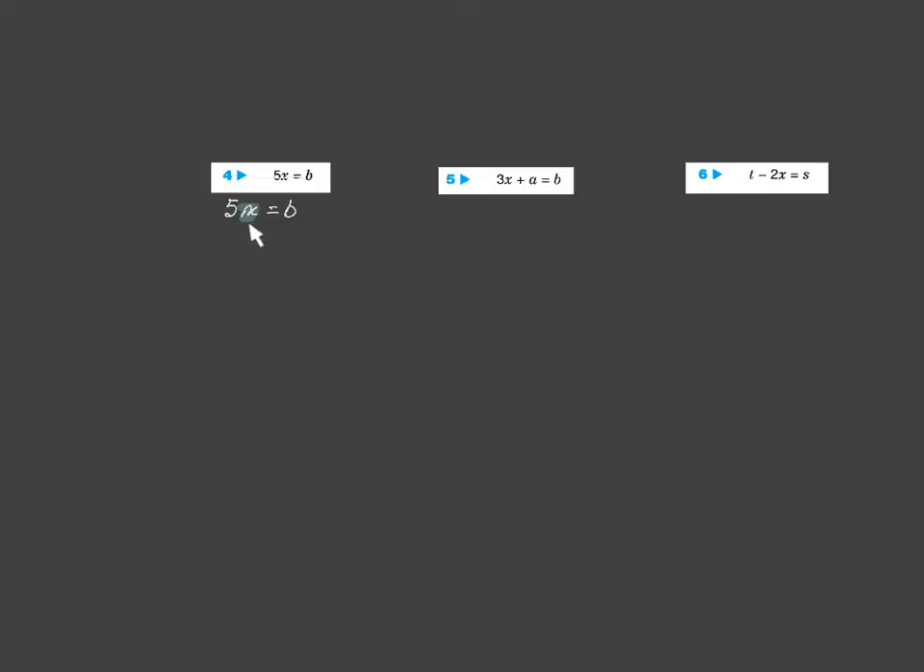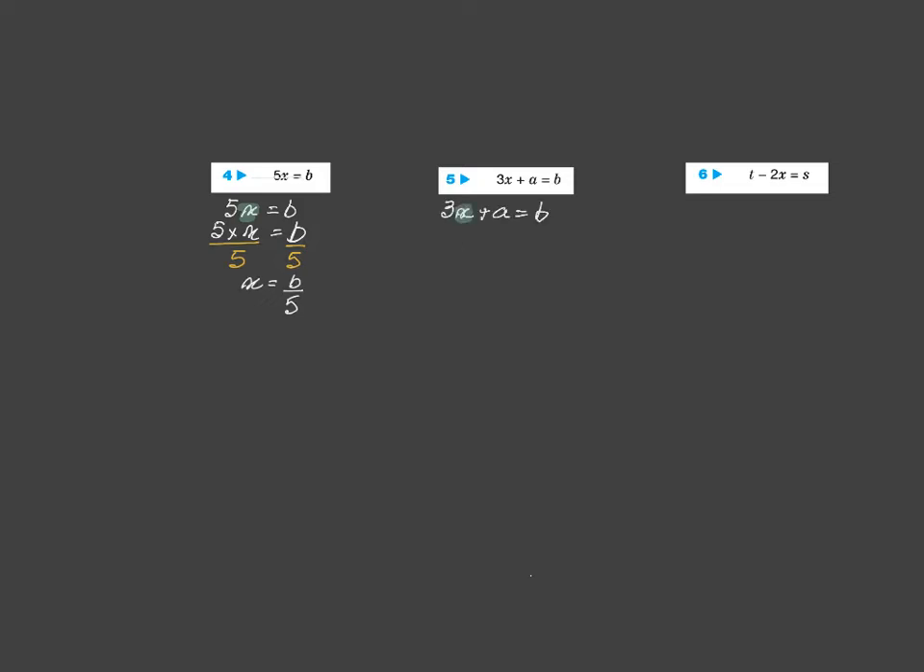In question 4, 5x is equal to b, and we need to make x the subject. 5x is 5 times x is equal to b. To get rid of the 5 here, we need to divide by 5 on both sides. On the right we divide by 5, and on the left we divide by 5. On the left, 5 divided by 5 is 1, so x is equal to b over 5 on the right. And now we're finished.